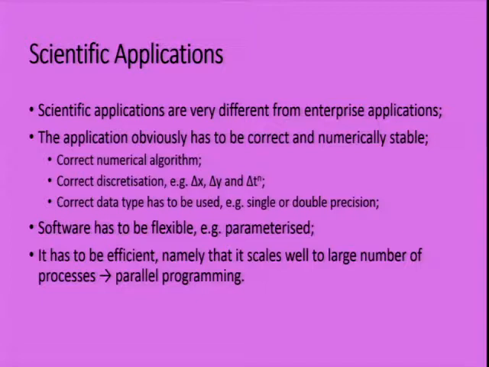The software has to be flexible, which means that you can parameterize it. You might have a big application, and you might want to use different systems, so you have to be able to configure it. And another thing is that it has to be efficient, namely it has to scale well with a large number of processes. So that's parallel programming.